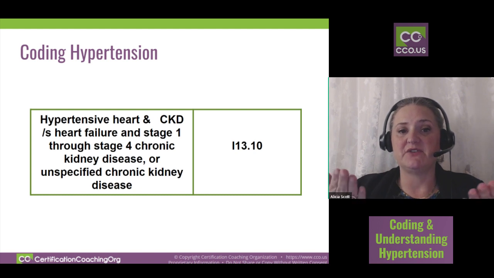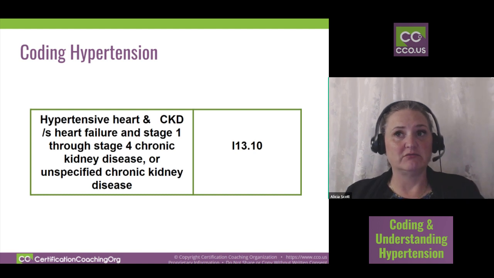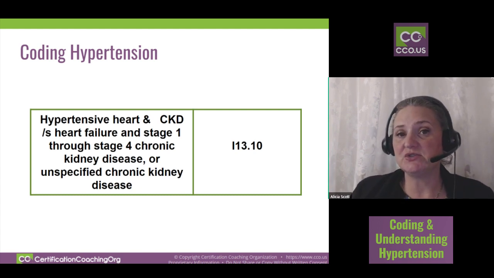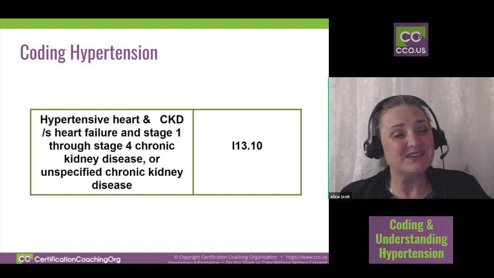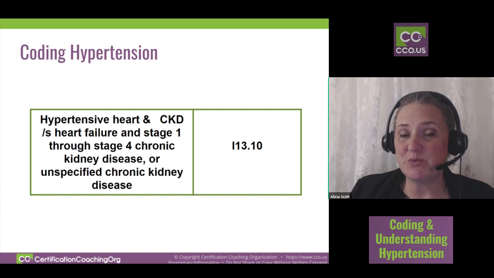If we have hypertensive heart, that means we're going to maybe have heart failure. Do we have heart failure? Well, in this case, we don't. The 0.10 says we don't. So we're not going to need an additional code to describe the heart failure. But we will need an additional code to describe what stage of CKD we have.